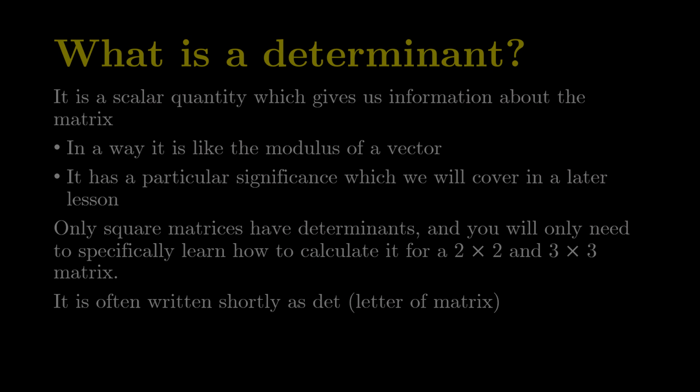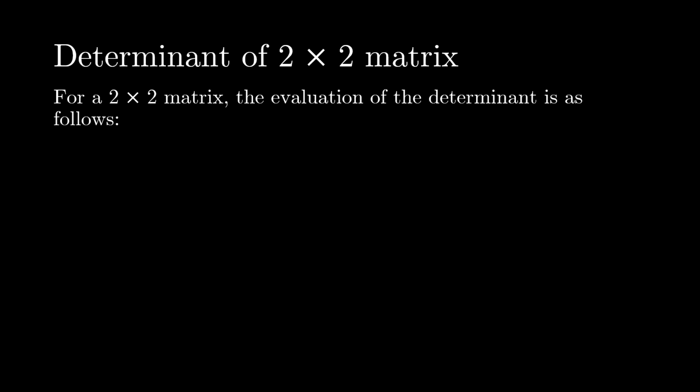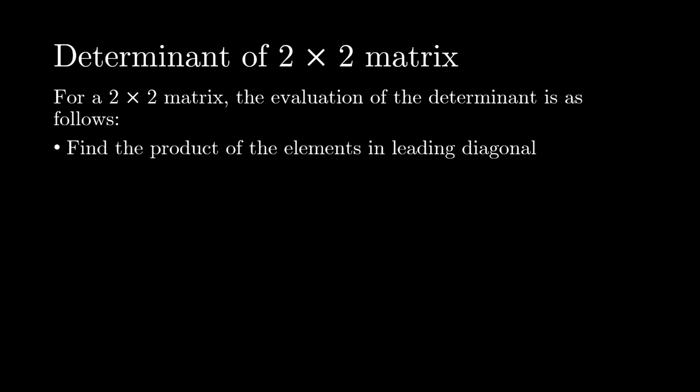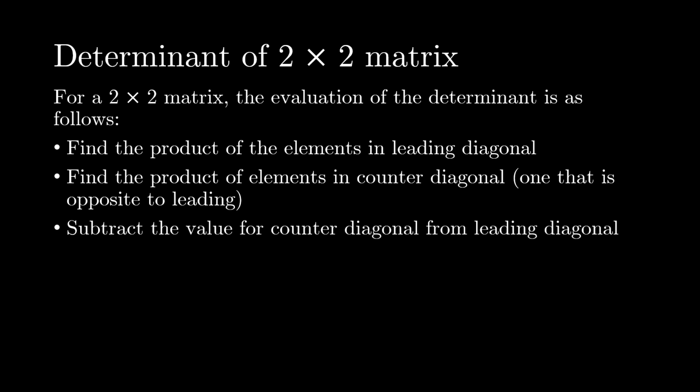Let's learn how to calculate it for a 2x2 matrix. For a 2x2 matrix, the evaluation of the determinant is as follows. First, we must find the product of the elements in the leading diagonal, which we covered in an earlier lesson. Then we must find the product of the elements in the counter diagonal, which is the diagonal opposite to the leading diagonal. Then we must subtract the value for the counter diagonal from the value for the leading diagonal.